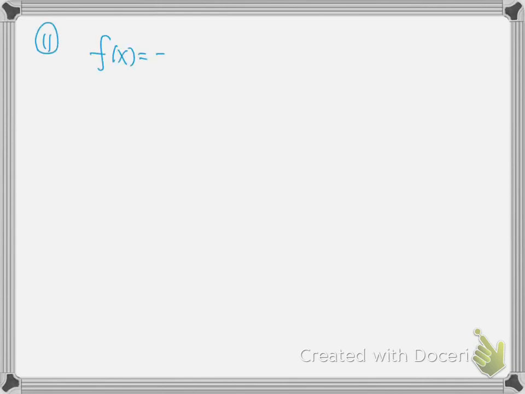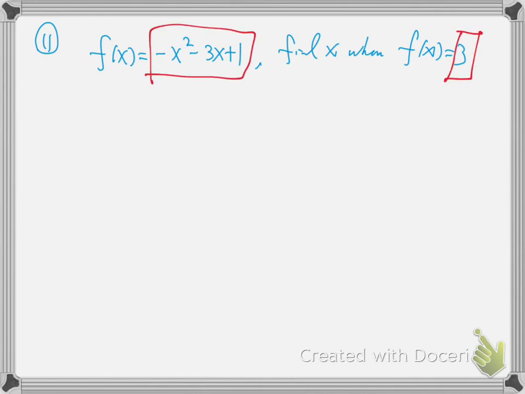So they said f of x is negative x squared minus 3x plus 1, right? And then find x when f of x is 3. So you see f of x is this, and f of x is 3. So we get negative x squared minus 3x plus 1 is 3. The same function equals these two different things, so they are the same. f of x is this box, f of x is that box, so the two boxes are the same.